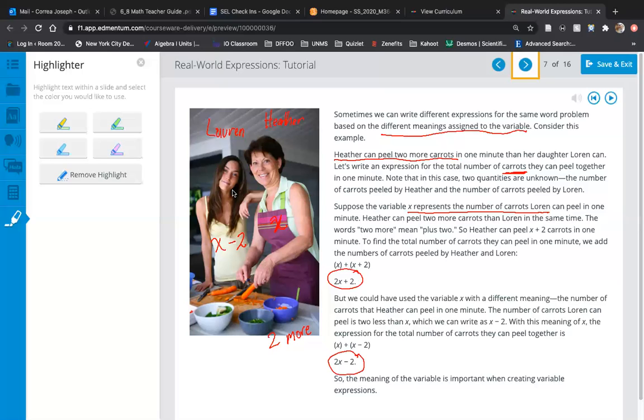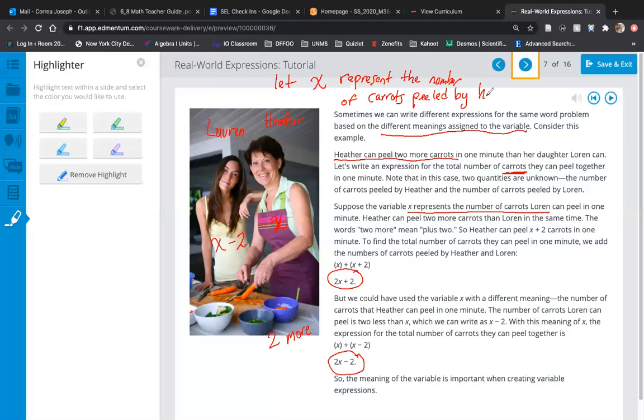So when you start getting into higher level math classes, not so much in 6th or 7th grade, you would need to write something down like this. You would say, okay, so technically I'd say, let X represent the number of carrots, and in this example here, I would say peeled by Heather.